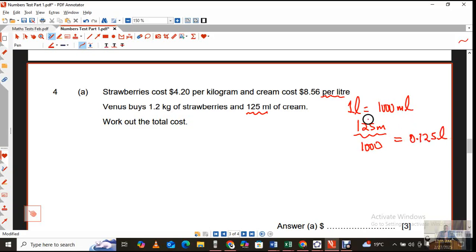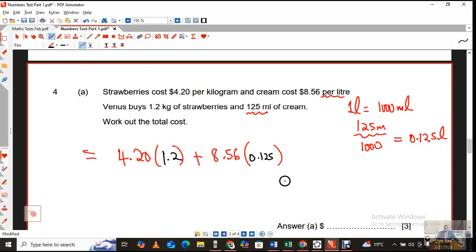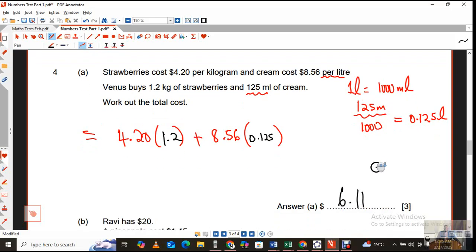That gives you 0.125 liters. So my total cost is going to be $4.20 times the 1.2, plus $8.56 times the liters. Just punch in the values here: that is 1.2, and here is obviously 0.125. That's where the whole trick of everything was. That is the final answer: $6.11.